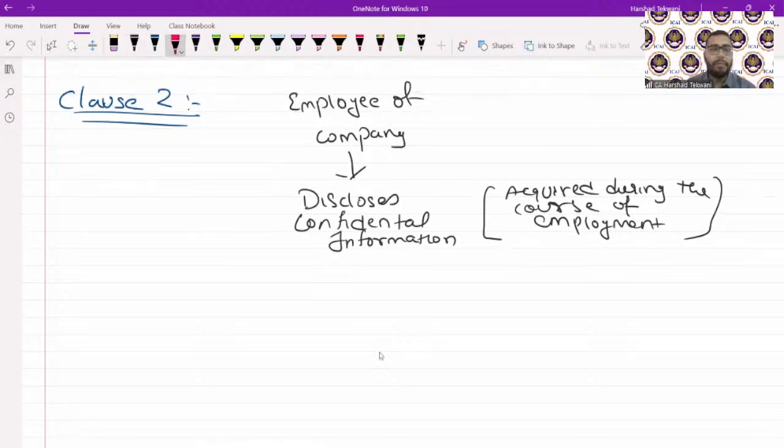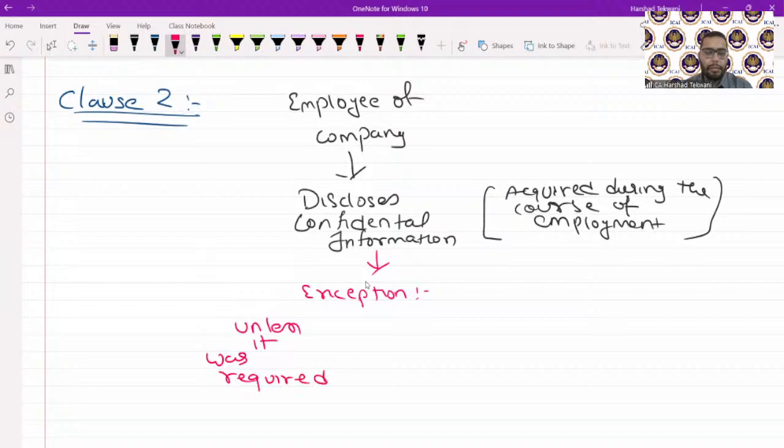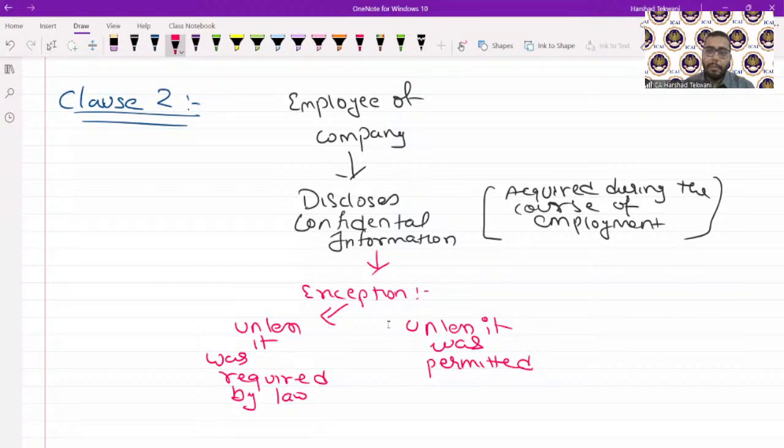Now, what is the exception to this particular case? The exception is that unless it was required by law, or unless it was permitted by the employer. So either it was required by law, or it was permitted by the employer. In both of the cases, it will be fine. Otherwise, he will be held guilty of professional misconduct. Pretty simple. Any doubt?